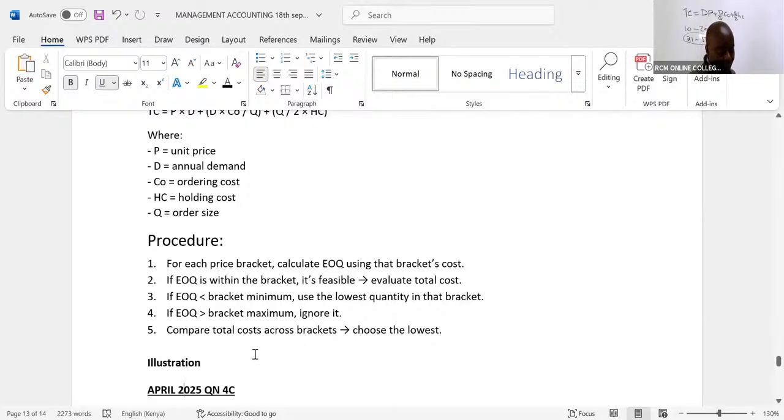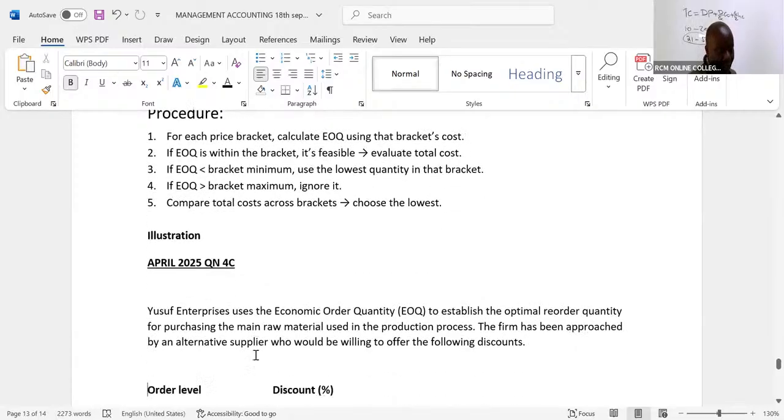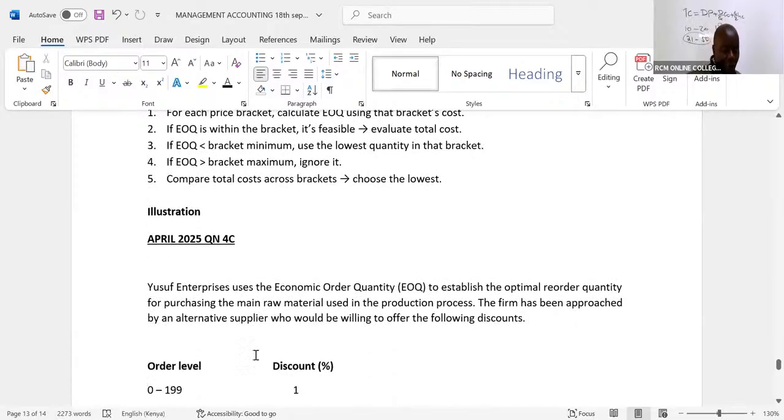For us to understand what we are talking about this afternoon, ladies and gentlemen, I would want us to look at an illustration, which is the question that was tested in April 2025, question number 4C, for you to be able to appreciate what we are talking about.